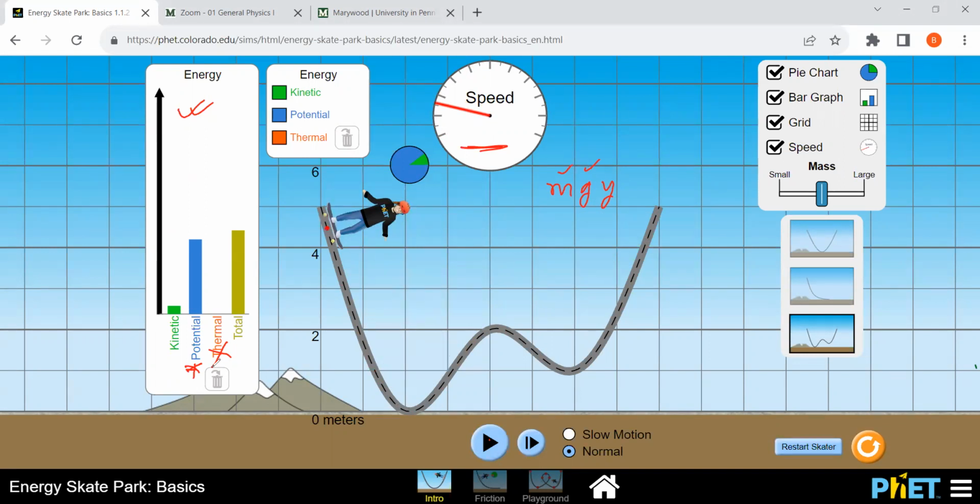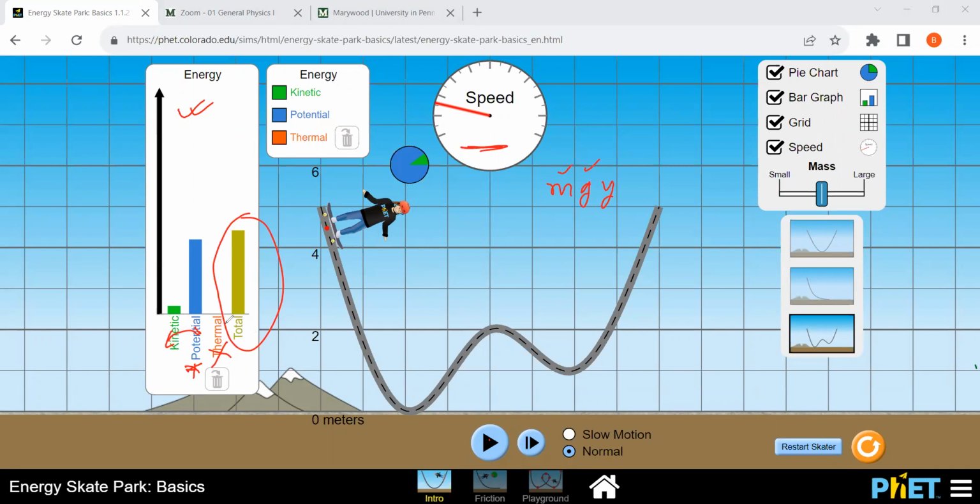So you will see when this boy is moving from one side to another side, there is no change in this total energy. There will be change in the kinetic energy and potential energy, but the sum of the kinetic and potential energy is always equal.